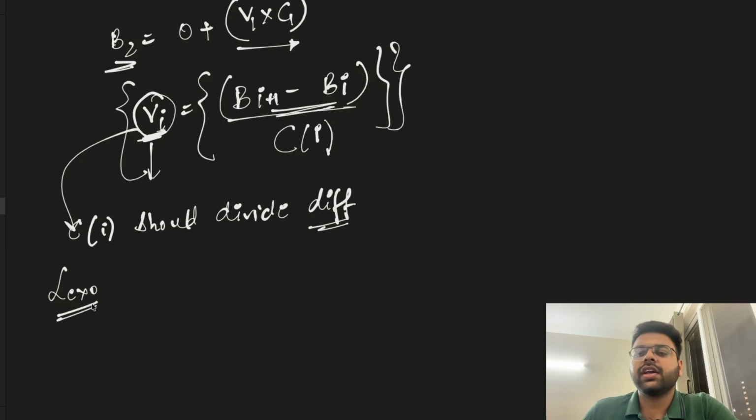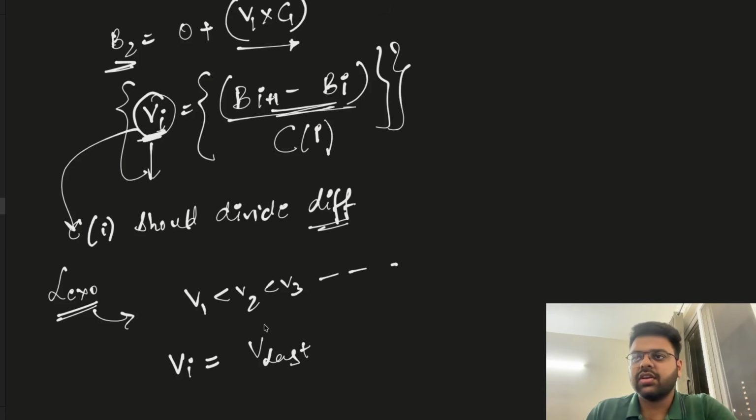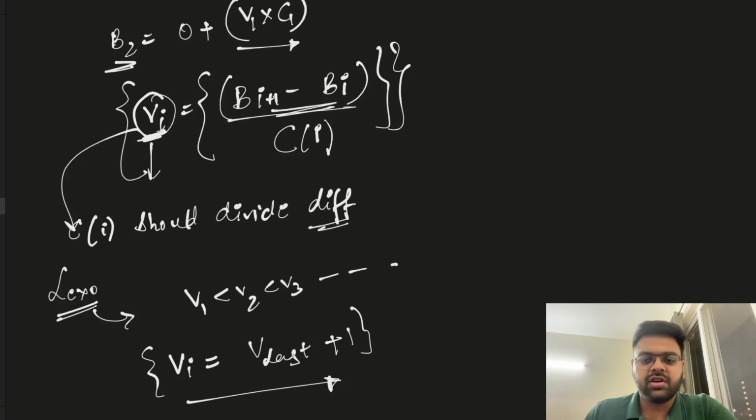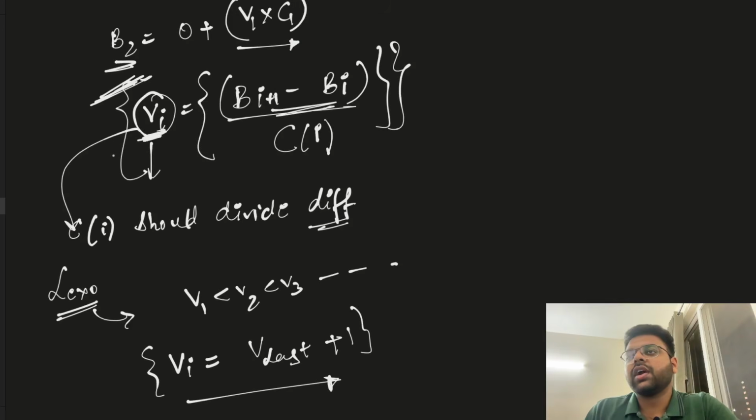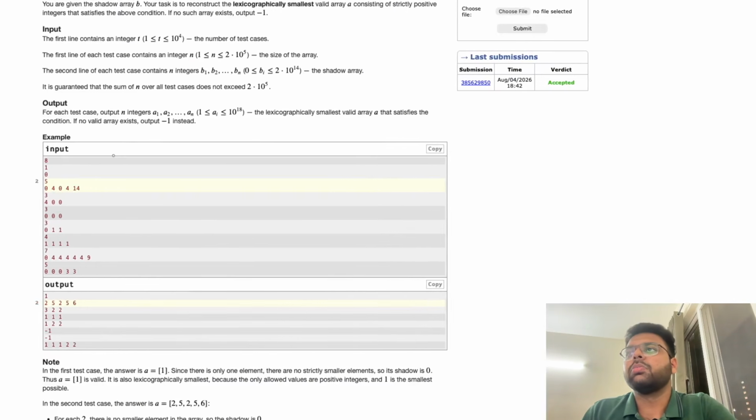And you need to make the lexicographical order, so you can always say that v1 is less than v2. You can always find this, and we can define v of i as always v of last plus 1. This we could always define. So this is how you have to find it. You need to understand this, reduce this particular formula, and then you would be able to solve this problem.